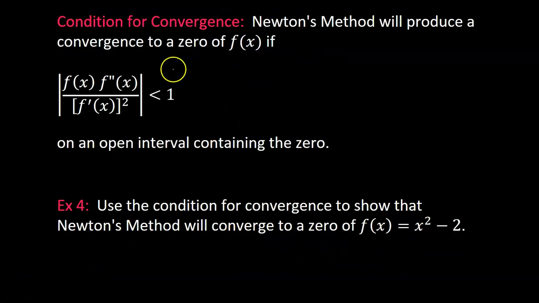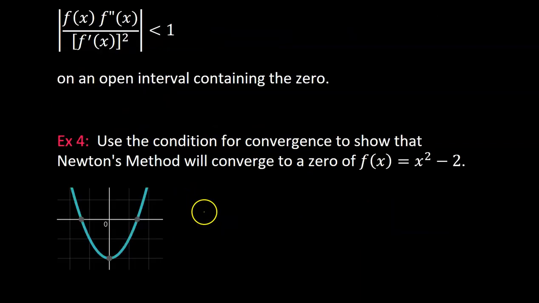Turns out there is a special condition for convergence. Newton's method will produce a convergence to a zero of f of x if the absolute value of f of x times f double prime of x divided by f prime of x squared is less than 1 on an open interval containing the zero. That's a pretty ugly expression. Let's look at an example.